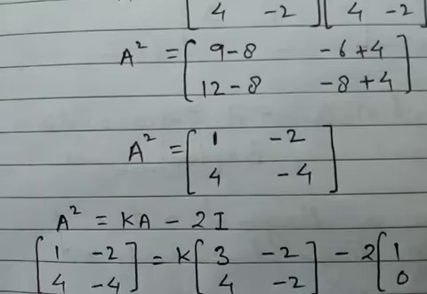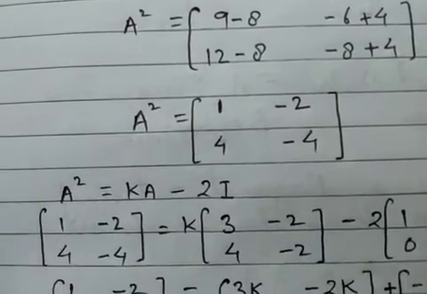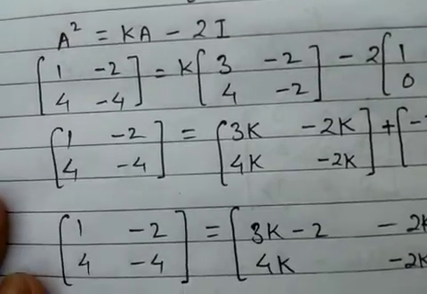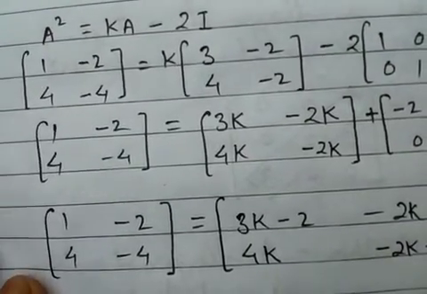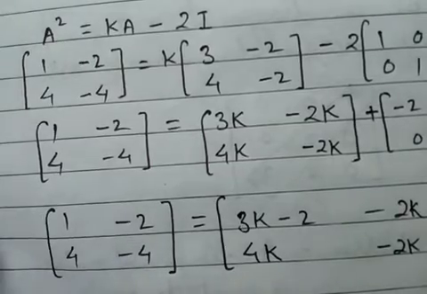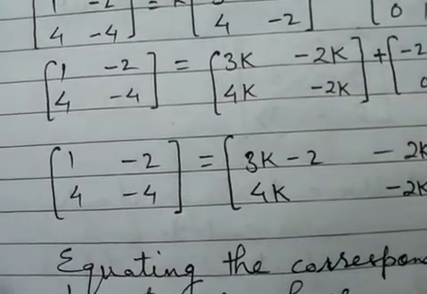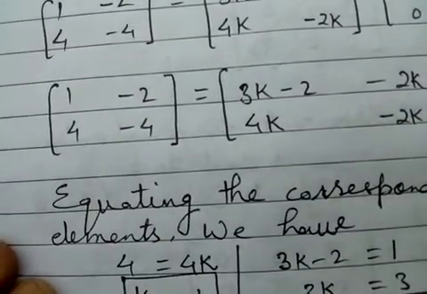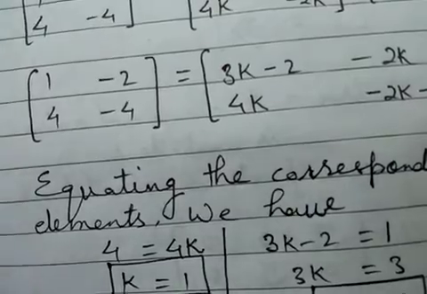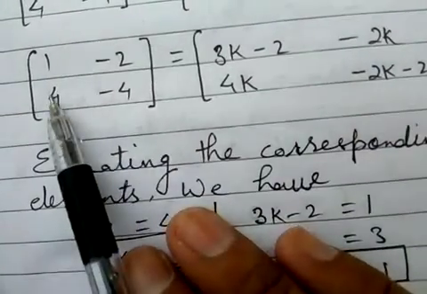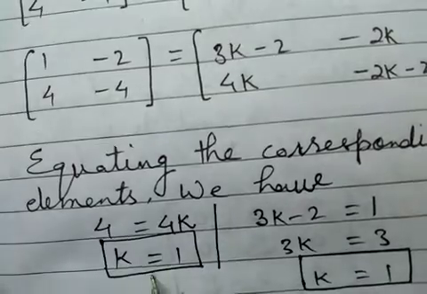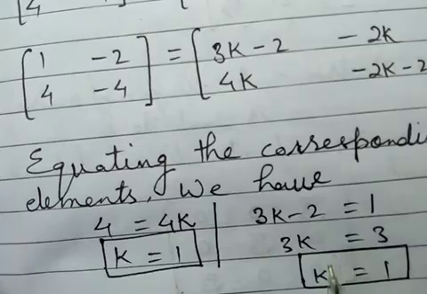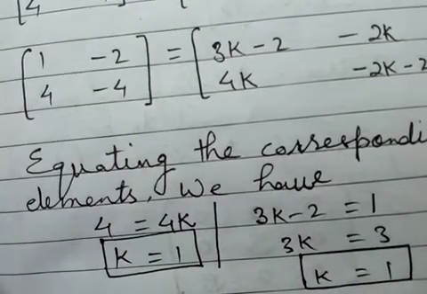Now we can write the equation A square equals KA minus 2I. Substitute all values. After simplification we have two matrices, so we can write two equal matrices. Now we equate the corresponding elements to find the value of K. Any two elements we equate, the value of K will be the same. Now you can see here 4 equals 4K, then K equals 1. Now we equate 1 equals 3K minus 2, the value will be the same, the value of K is 1.